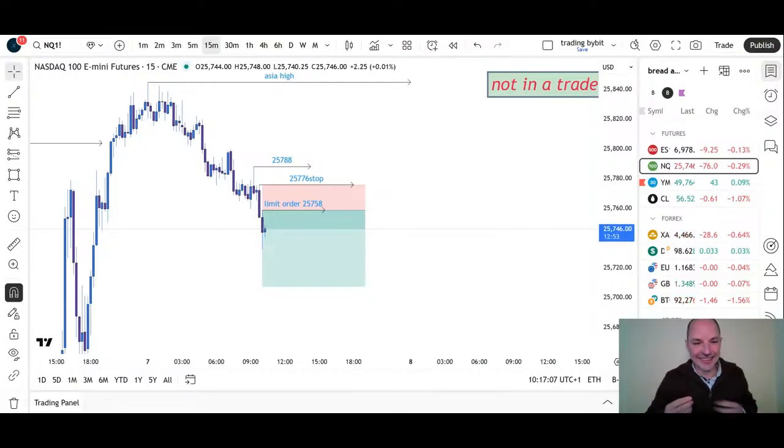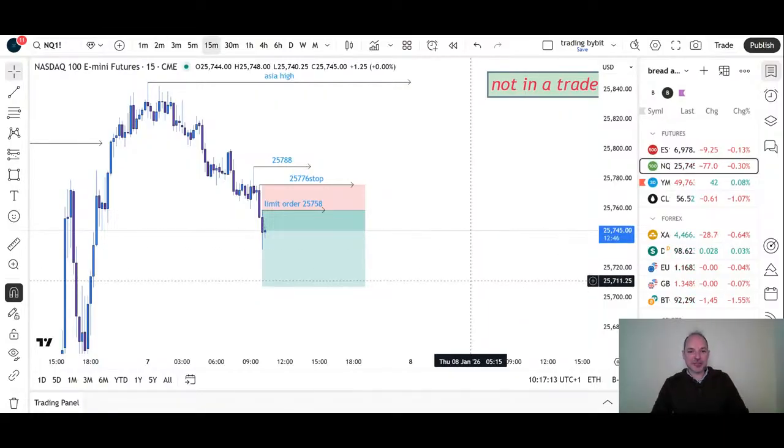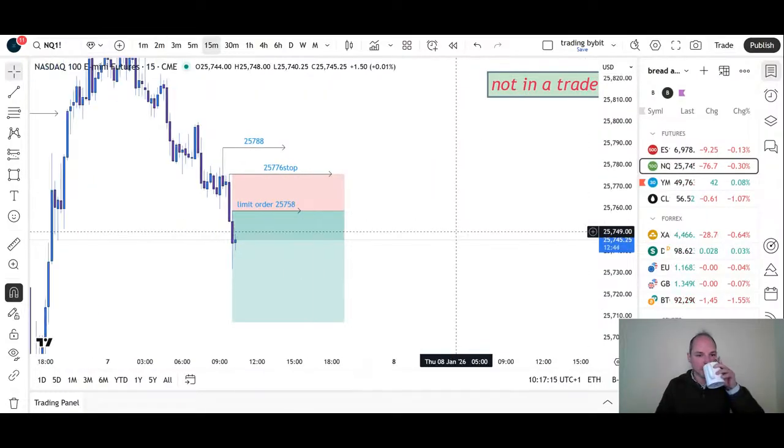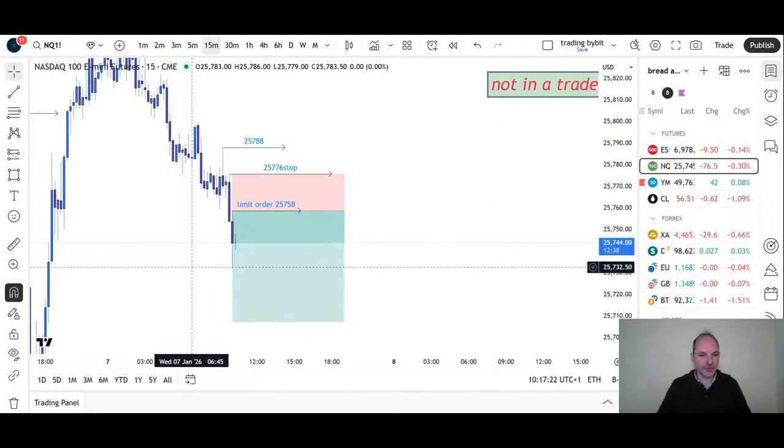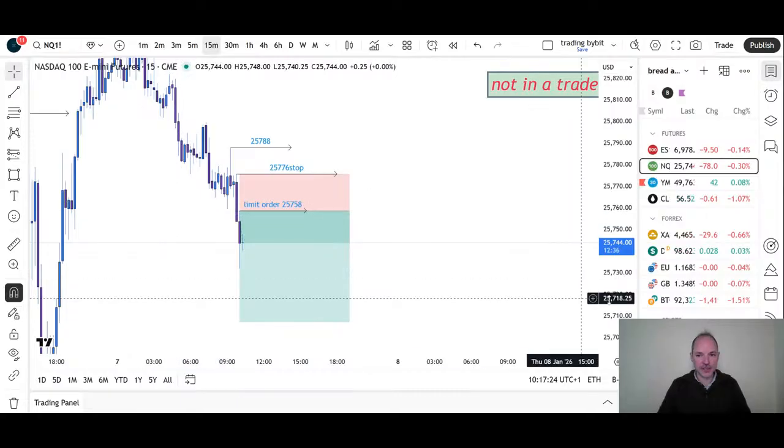Okay, let's see if we get a tap in a minute. That would look great. Still at the same spot, not much happened. But the good thing is that this is also actually now a 15-minute value gap. So we will see if we get that tap, yes or no.